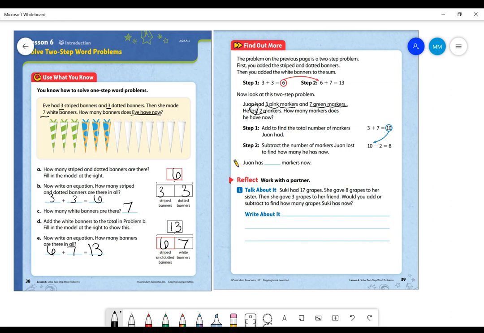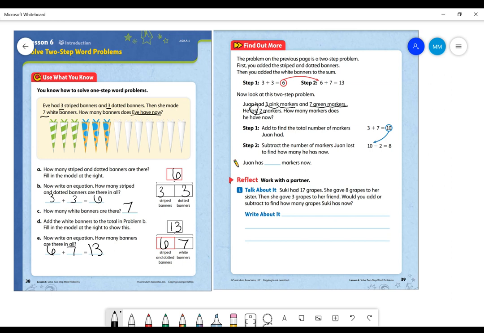So step 1 is that we add the markers that he does have first, right? So he had 3 pink markers and 7 green markers. Together, that made 10. So this is where our second part comes in. So we have 10 altogether, but he lost 2.